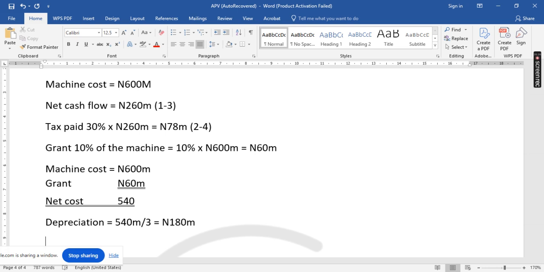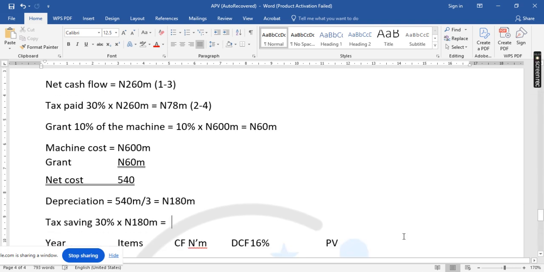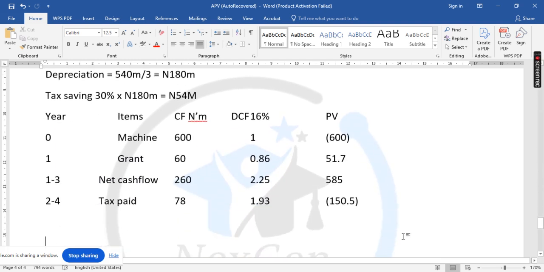Just like the way we did in cost of capital. So tax savings, because it is allowed, our tax is 30% times the 180. What do you have? 54 million. So the tax savings will still be paid from year 2 to year 4, because tax is being paid in arrears.